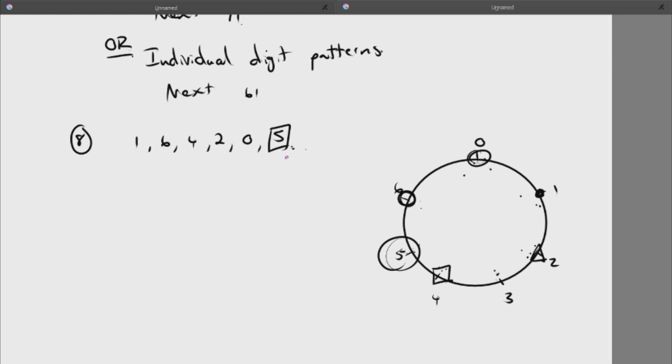Are you expected to see that? No, not at all. Block it out. It never happened. But just know that in general, these patterns and sequences can be very complicated.